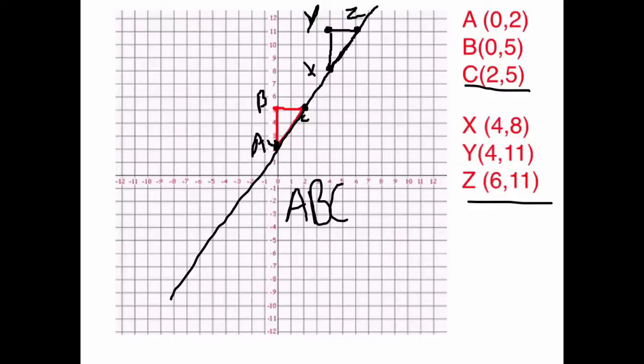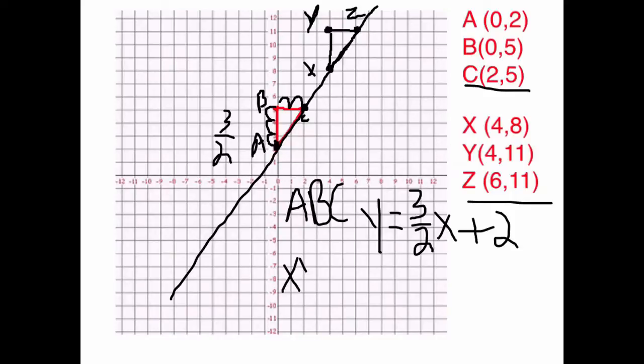Let's see how many times I rise. 1, 2, 3. I have a rise of 3 and a run of 1, 2. So I have a slope here of 3/2 x, and then I see that this line that I've extended here has a y-intercept of 2. So I'm going to add that into my equation.